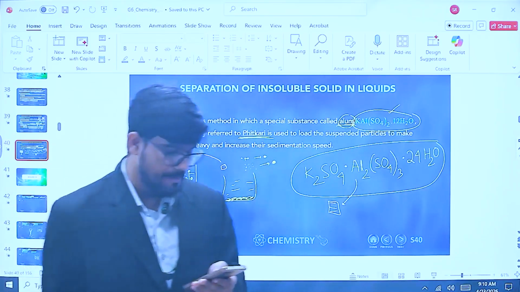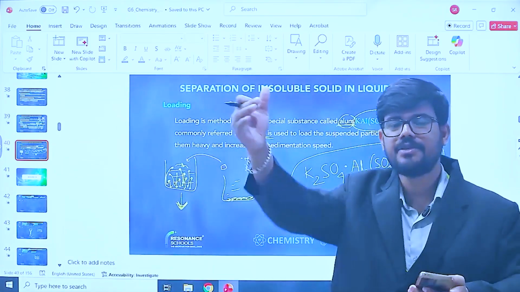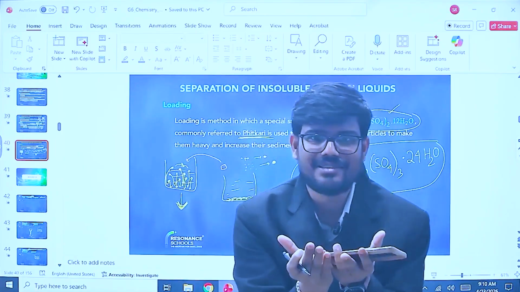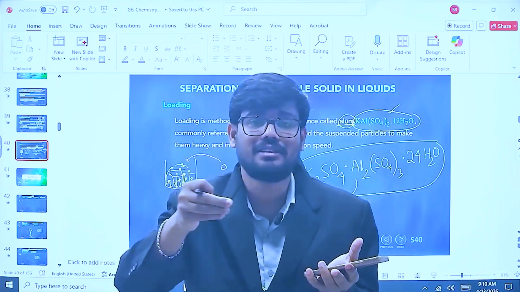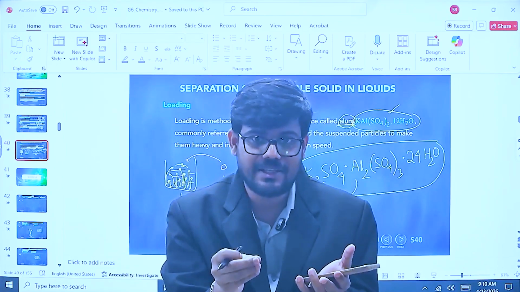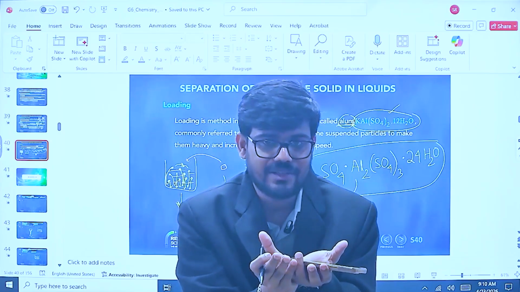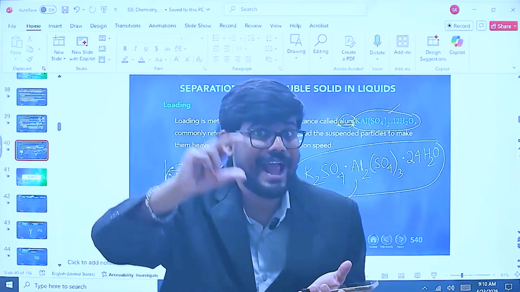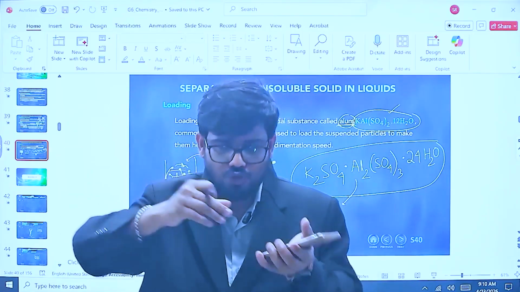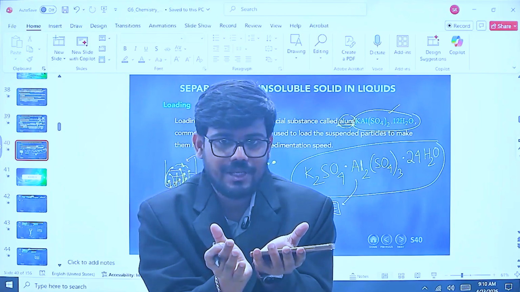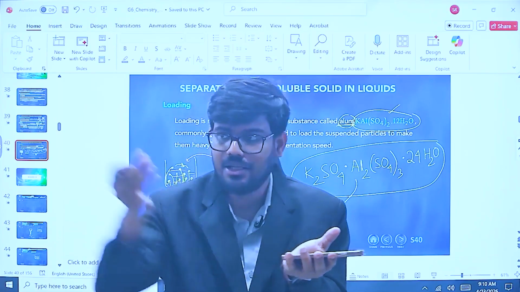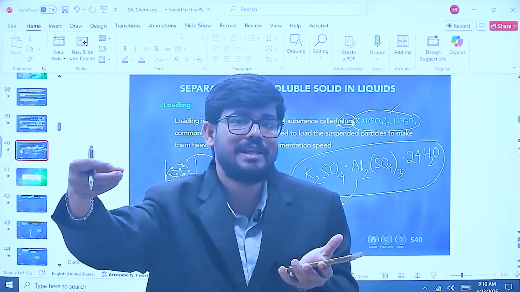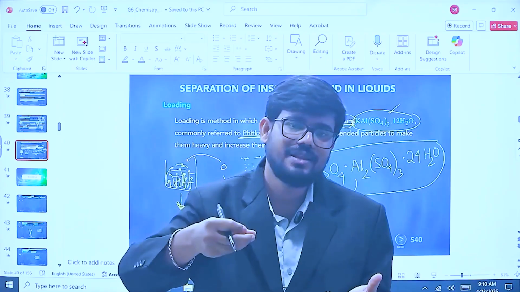Any new question? Magnetic separation. What does it mean? For example, if we have sand and a lot of iron substances, how will we separate those two things? We know that iron will be attracted by a magnet, right? So we keep one magnet there, and all the iron will be attracted by that magnet. So you can easily separate them now.